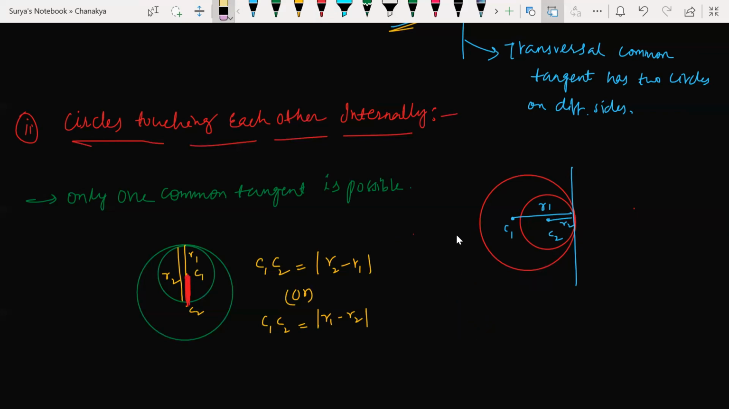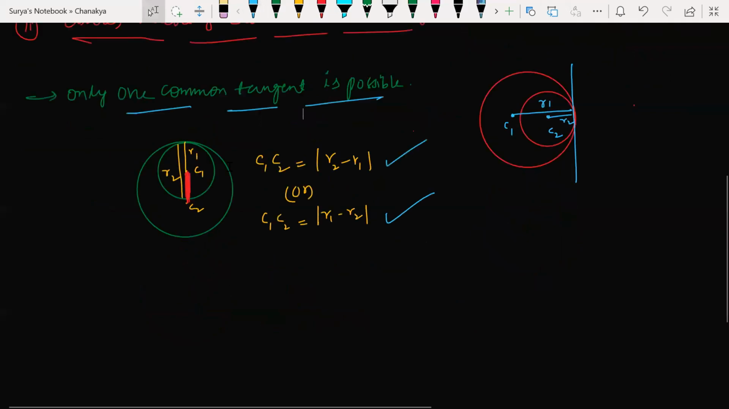Hello, people, understood or not? Any doubt, guys? No, sir. When two circles touch each other internally, this is the condition, or this one. Be careful. Only one tangent can be drawn when two circles touch each other internally. Perfect.